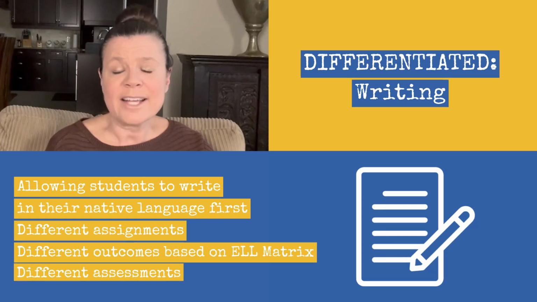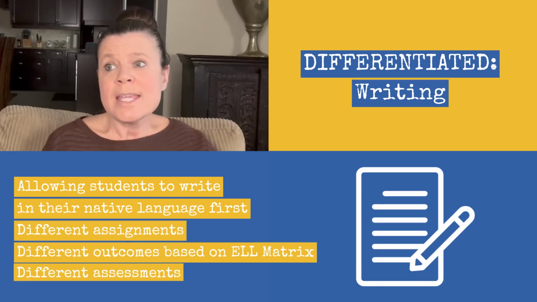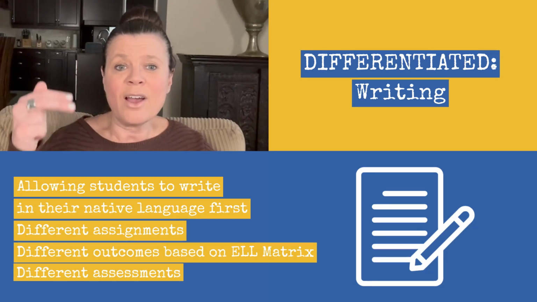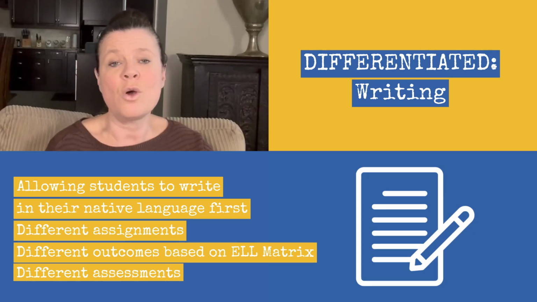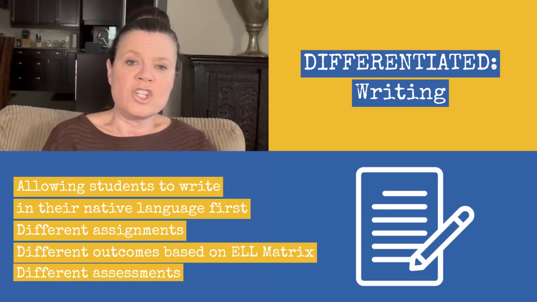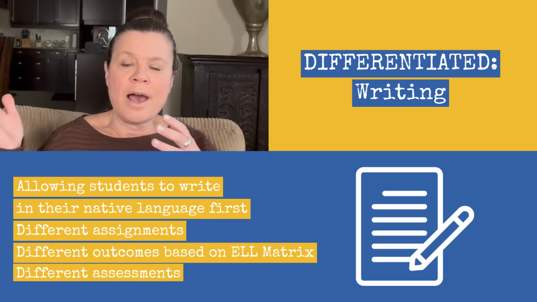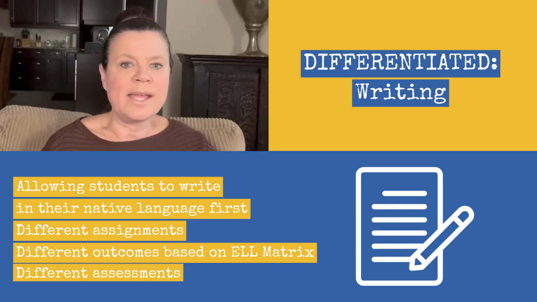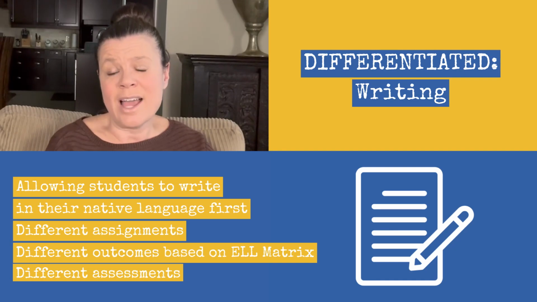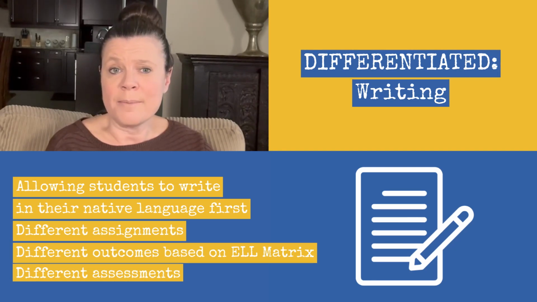Also, as mentioned with reading and listening, taking a look at that ELL matrix and seeing, okay, so the expectations for intermediate and advanced level students in their writing are this, this, and this. So instead of judging them on their regular language curriculum, when they're writing for you in science or social, you can be taking a look at the matrix to guide you in how to evaluate them.